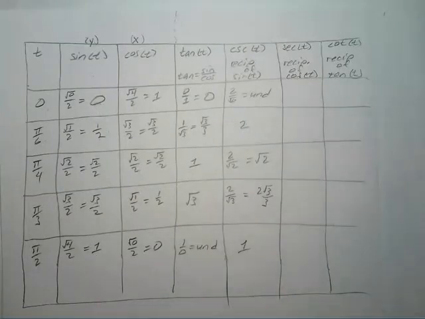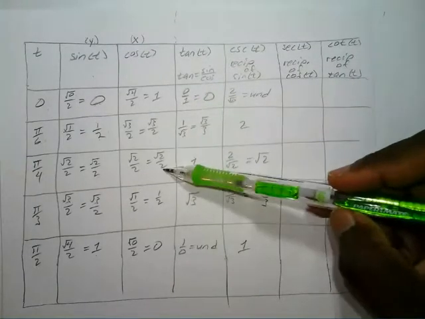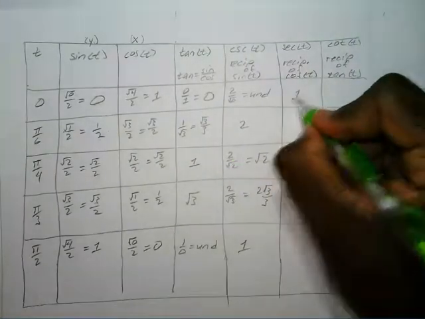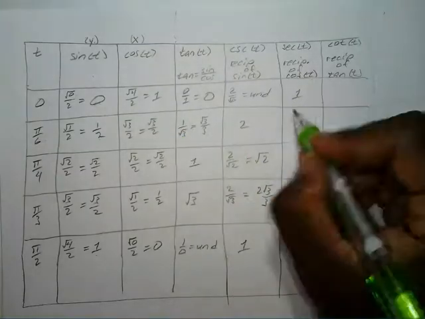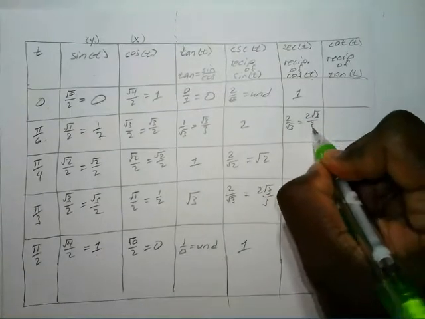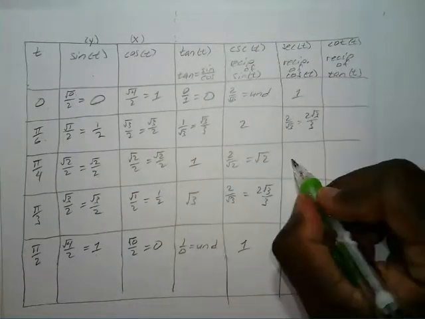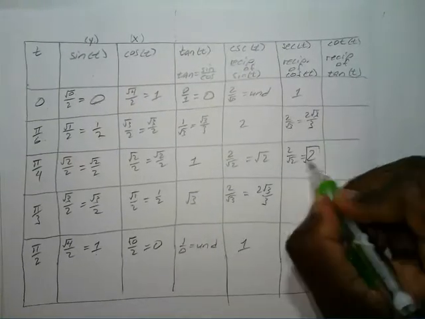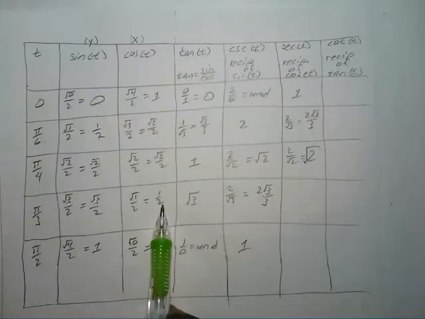Alright, so now we go ahead and move on to our secant, which is the reciprocal of cosine. So we get all of our cosine values and we just flip them. The reciprocal of 1 is just 1. The reciprocal of square root of 3 over 2 is 2 over square root of 3, which is 2 square root of 3 over 3. Okay, the reciprocal of square root of 2 over 2, that's just square root of 2. Sorry about that. Now the reciprocal of 1/2 is just 2.